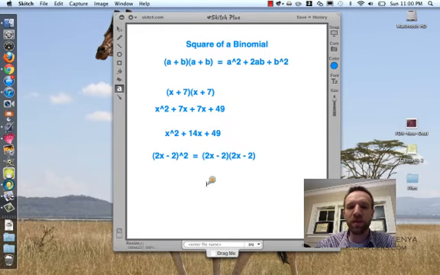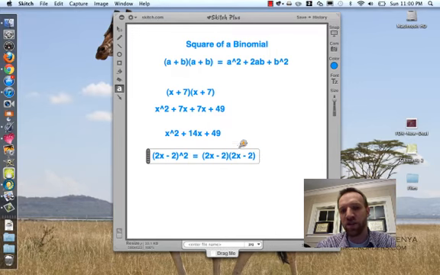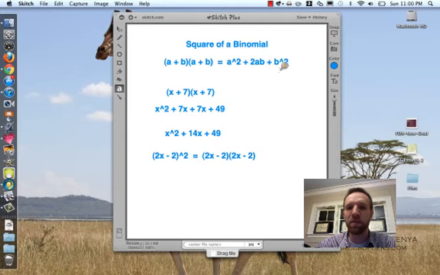So I'm going to do one more example for you here, and I wrote this out both ways. So this is 2x minus 2 squared, which written out the long way is 2x minus 2 times 2x minus 2. Now, I changed the sign in the middle here to make it a subtraction sign instead of an addition sign. That's okay. We can use that. We just have to make sure that we watch the signs. There are a few tricky things that are going to happen here with the 2ab and with the b squared.